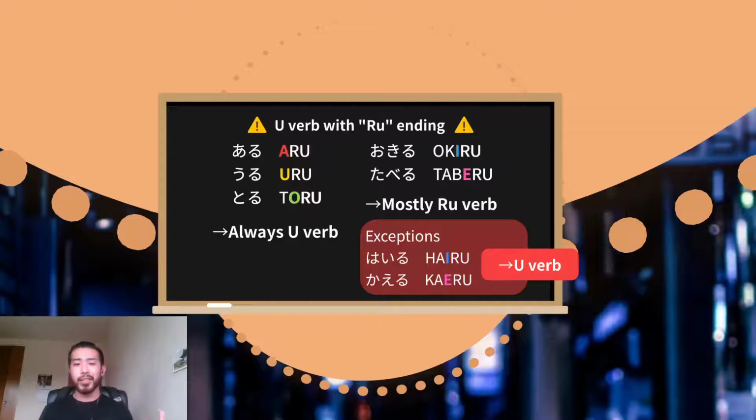So what I want to say here is whenever you see ru at the end, doesn't necessarily mean they're always ru verb. So whenever you learn verbs, especially with ru ending, I want you to pay extra attention.